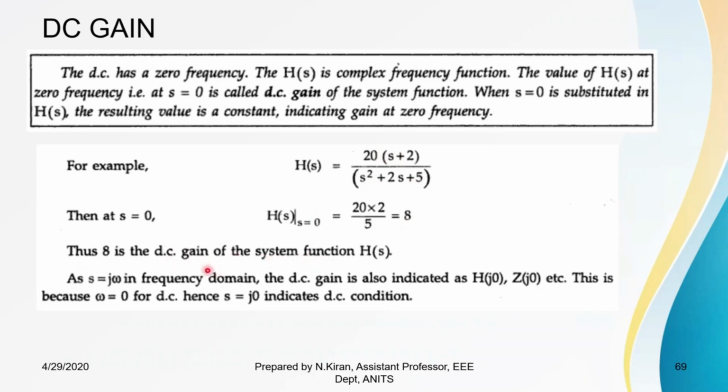So I can define the DC gain of the system as nothing but a complex frequency function. The value of H of s at s equal to 0 is called the DC gain of the given system.